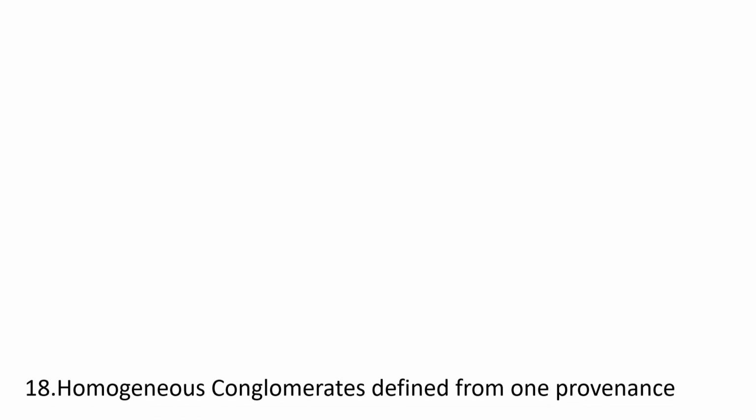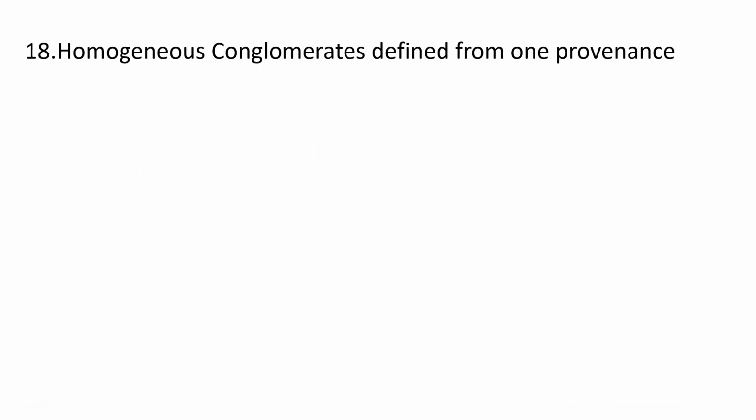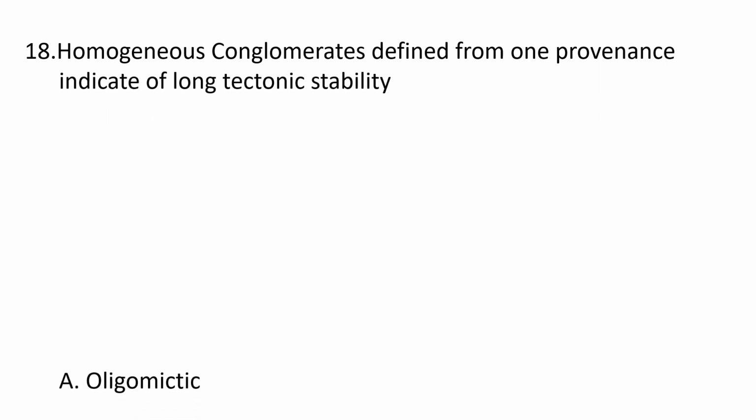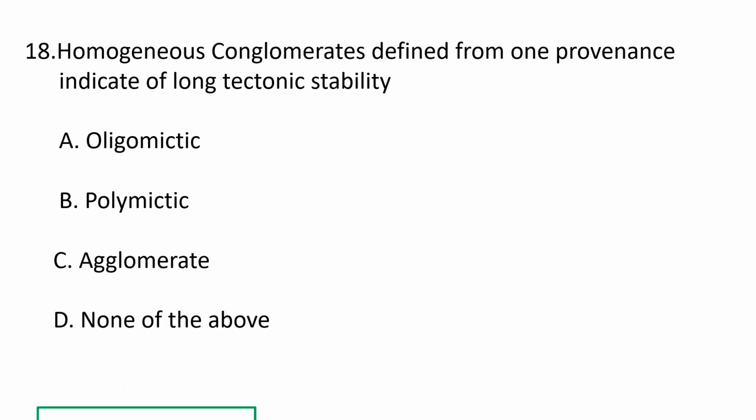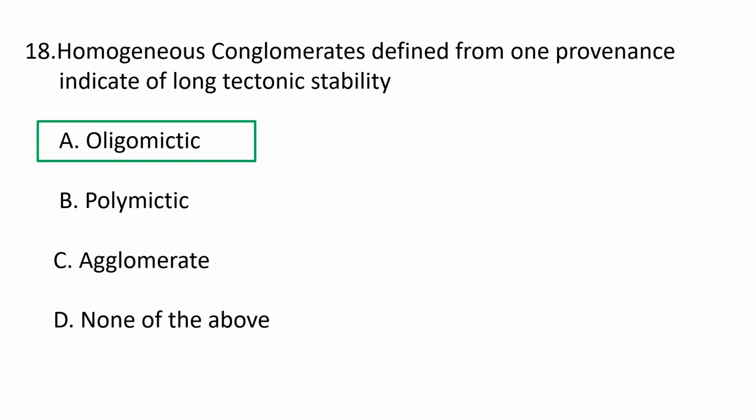Next question. Homogeneous conglomerates derived from one provenance indicate long tectonic stability. A. Oligomictic, B. Polymictic, C. Agglomerate, D. None of the above. So the correct option is A, oligomictic.